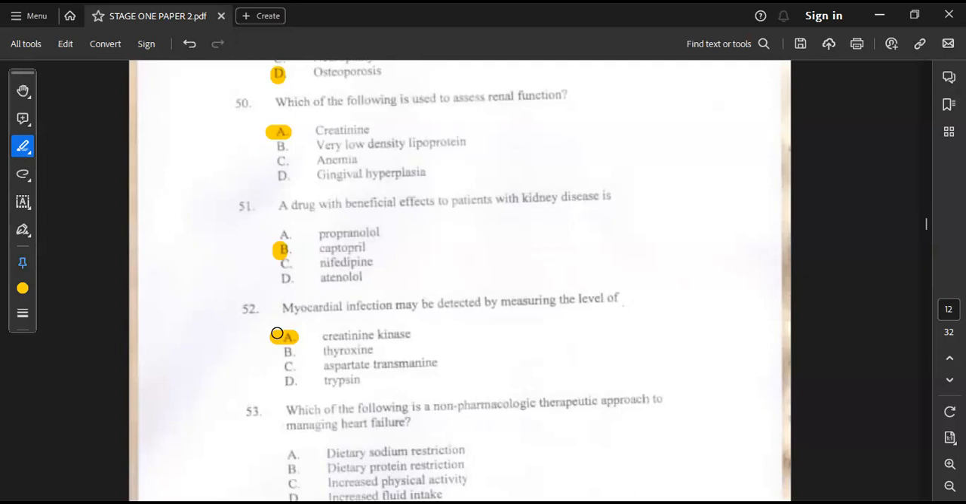Okay, and also for long-term management, you can change the modifiable factors like smoking, overweight, inactivity. You can lose weight and do that for the modifiable factors to help in long-term management.